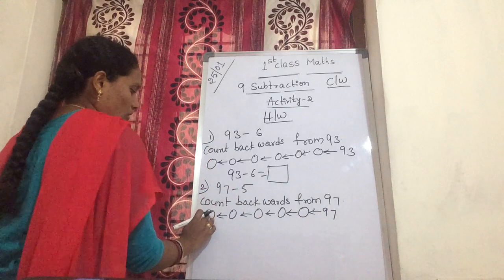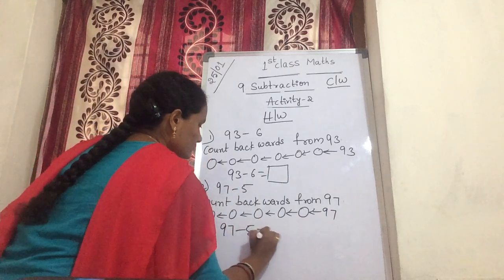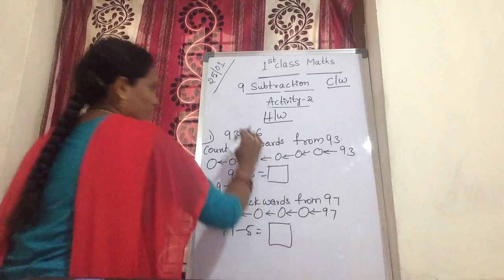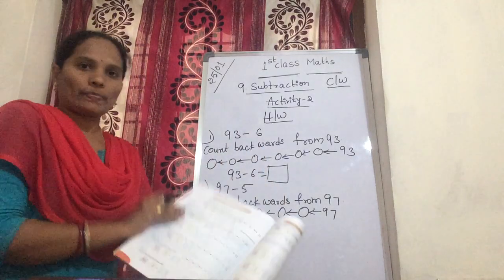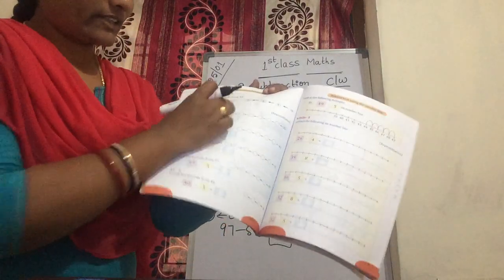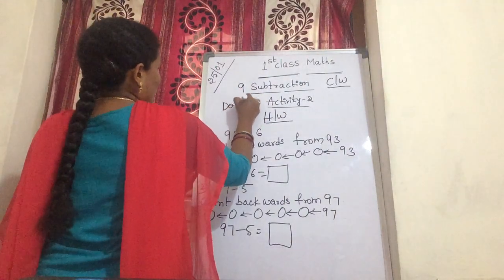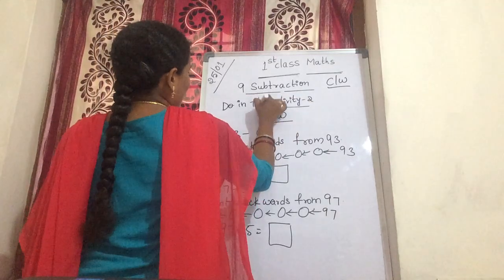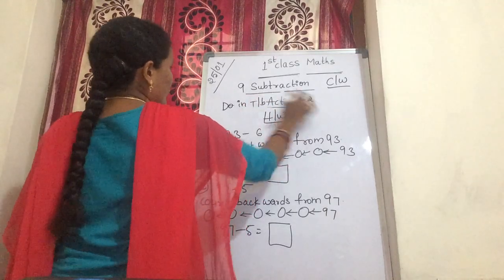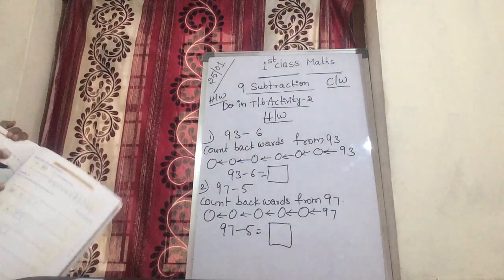So in the last box you get the answer. Write that answer in this box. Okay. Now these both are your homeworks, Amma. One more homework: this activity 2. Look at your textbook. Do this activity 2 in your textbook also. Doing textbook, activity 2. This is also homework. Today 2 homeworks are there, Amma.